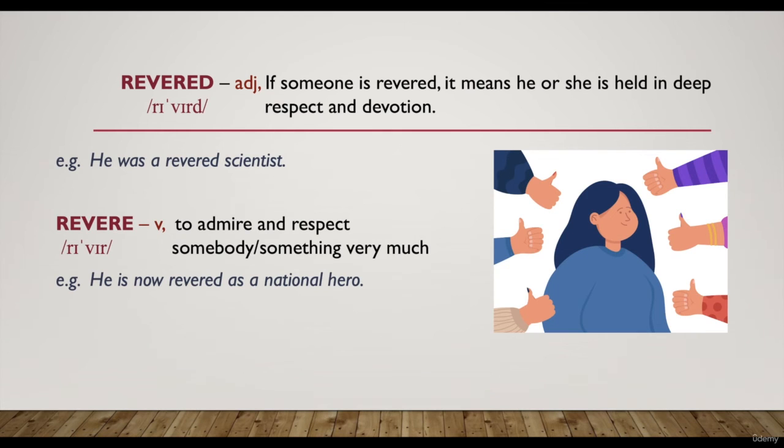This is the passive voice structure, and we say he is now revered. It means other people revere him as a national hero. Another example, the Chinese revered corn as a gift from heaven. So they appreciated corn, they respected corn as a gift.